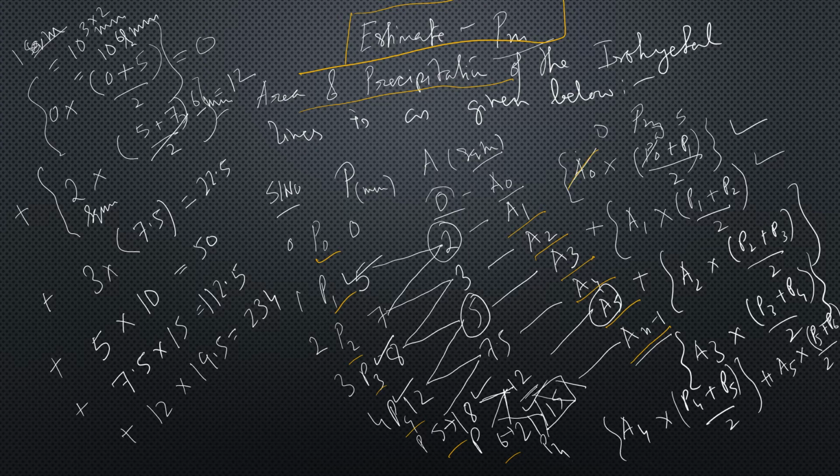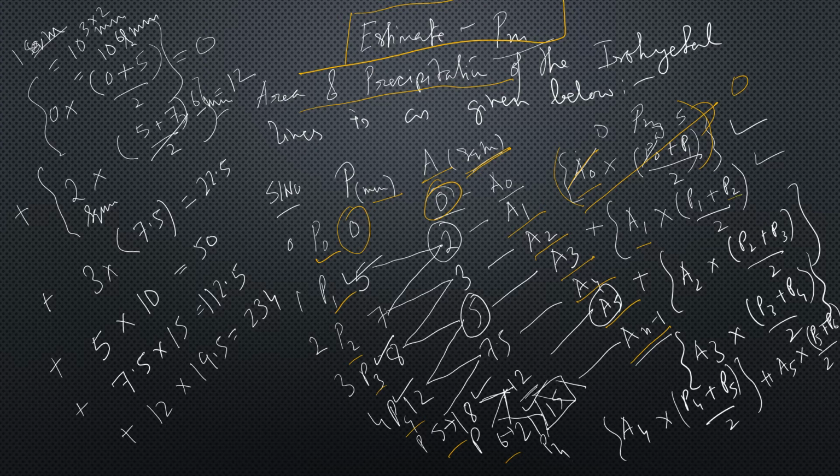What is the value of A0? 0 square meter. We have taken area in square meter, precipitation in millimeter. So A0 is 0. So this entire term gets 0 because anything multiplied by 0 is 0. So let us come into the next part. A1 multiplied by P1 plus P2 by 2.